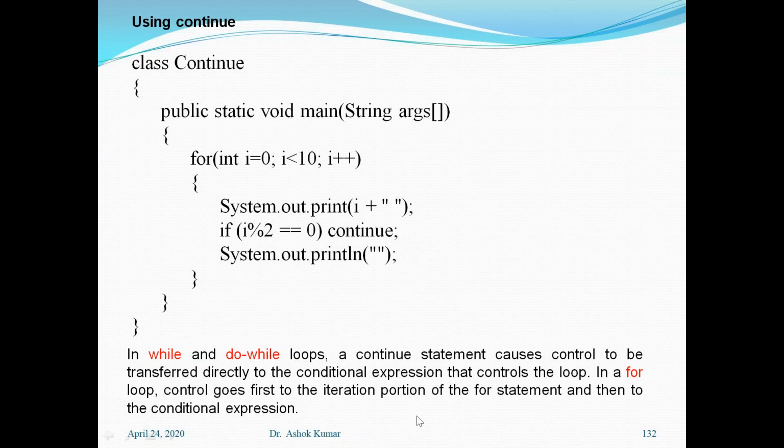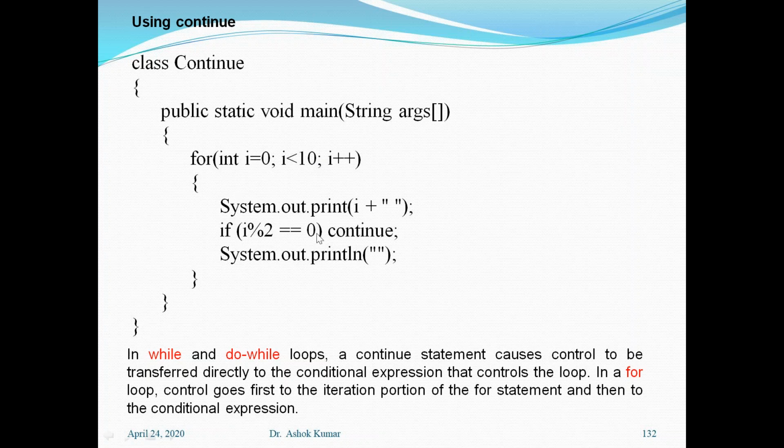So what will we get in this case? Let's discuss that. i is initially 0, so 0 is less than 10, true, so you will get the first result 0. Then 0 remainder 2 is 0, so it will continue. It will come here, and the value 0 will change to 1. So 1 is less than 10, it's true. So next you will get the result 1.